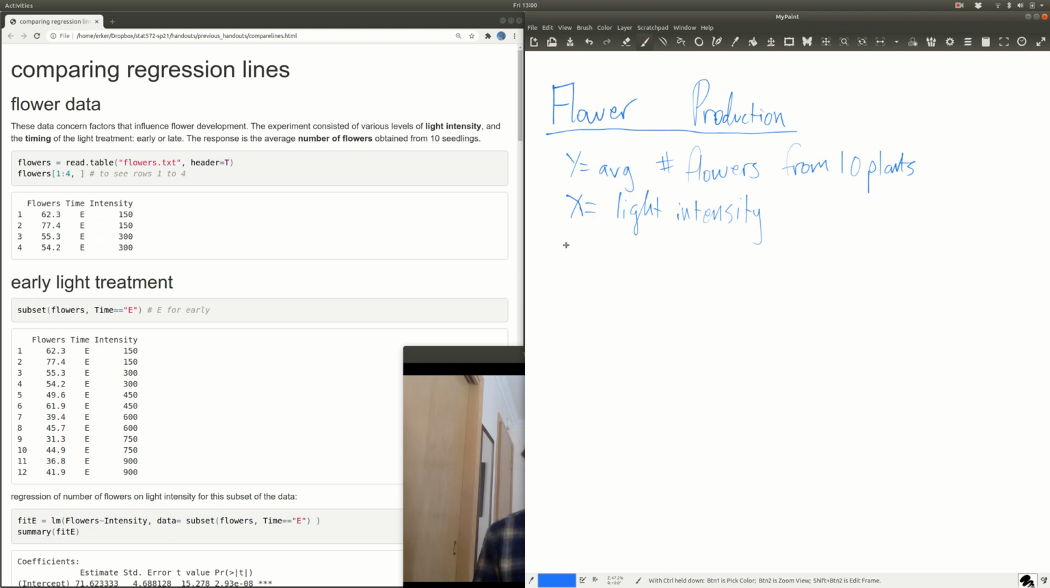So there was this treatment, which is the light timing, either early or late. So there are two groups. It's going to be binary.